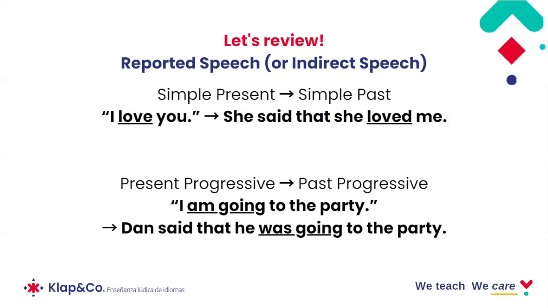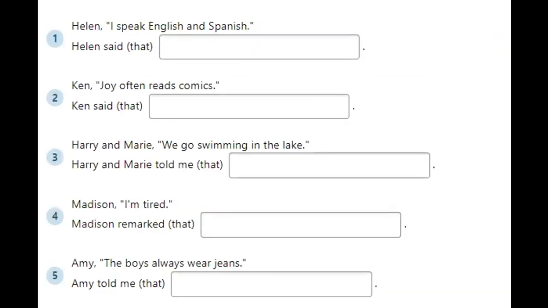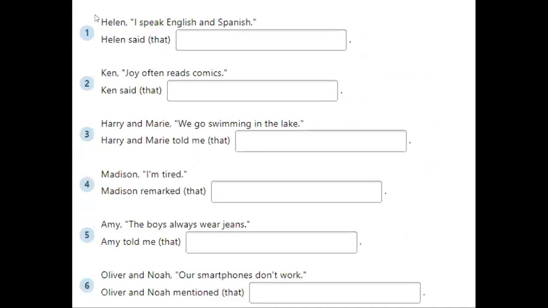All right? Let's practice a little bit. Let me share an exercise here on the screen and we'll work from there. So for example, I'm going to do the first one as an example. Can you see this? It says, Helen, I speak English and Spanish. So in the reported speech, I will say, Helen said that she, because it's Helen, she, speak, simple present, changes to spoke, English and Spanish. Okay? As in, Helen dijo que ella hablaba inglés y español. You get it? Yes. Okay, let me give you control and you can work on the next one.